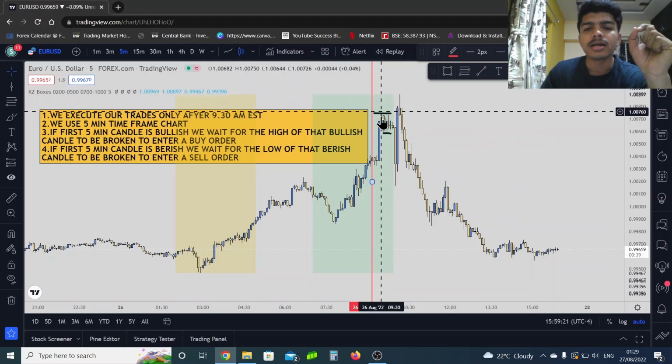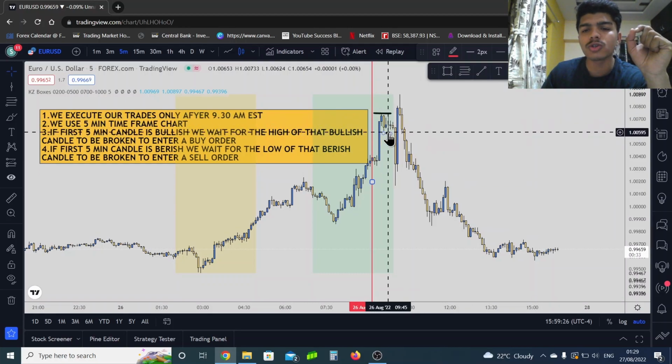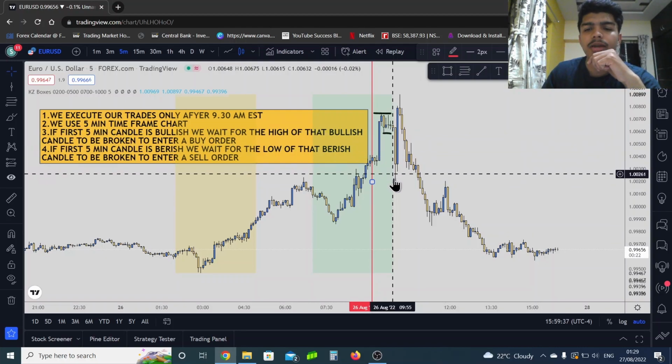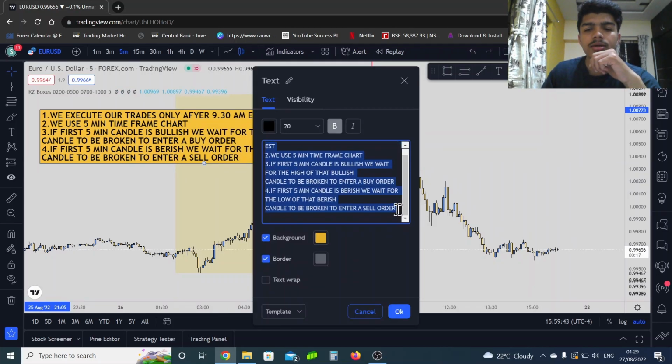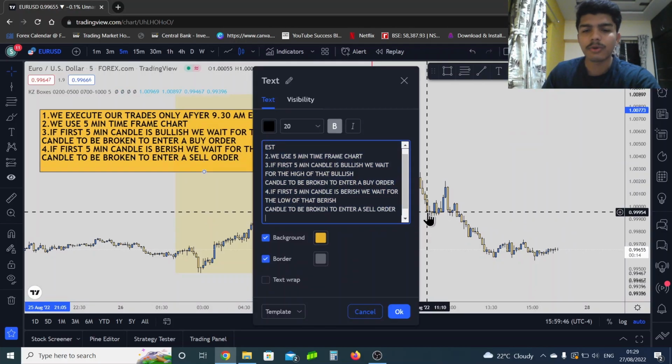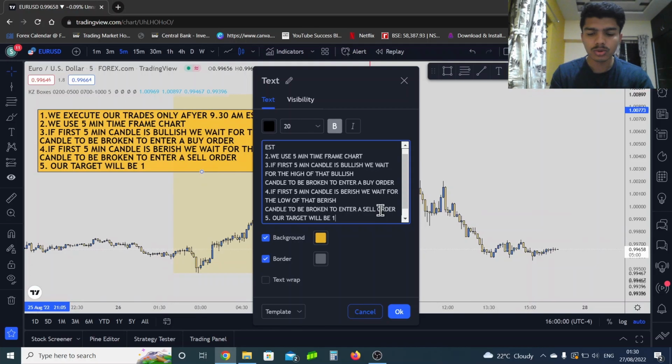But if the buy orders didn't get triggered and we have a bearish candle, we wait for the lows of the bearish candle to be broken and enter the trade. Our lows are broken over here and we entered our trade over here, right? This was our entry and the market went down. Now we know how to enter, but what are our targets? Our targets will be 1:2.